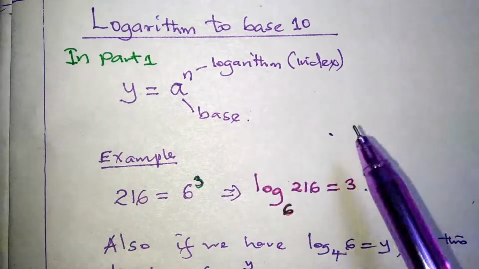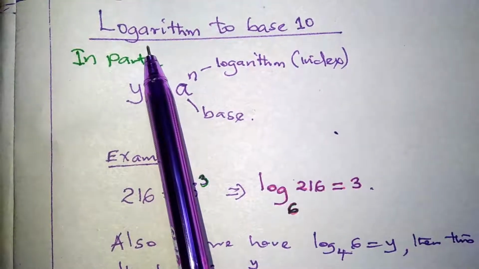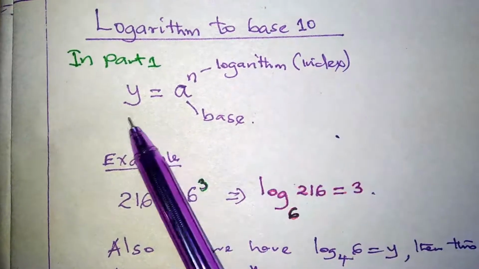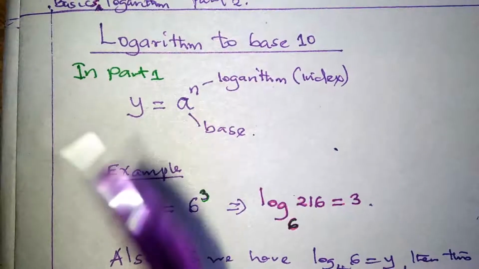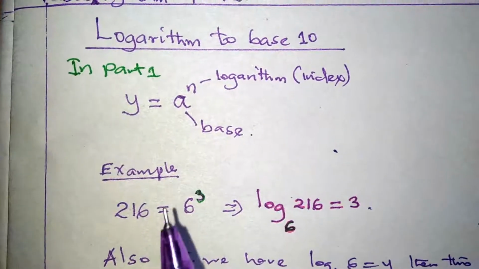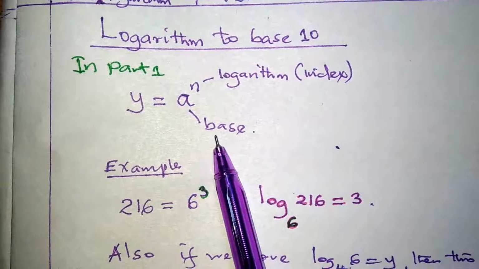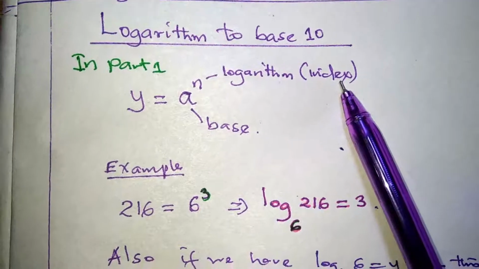Hello, in the part 1 video on logarithm, we learned about the fact that when you have y is equal to a raised to n, then a is called the base and n is called the logarithm or index.